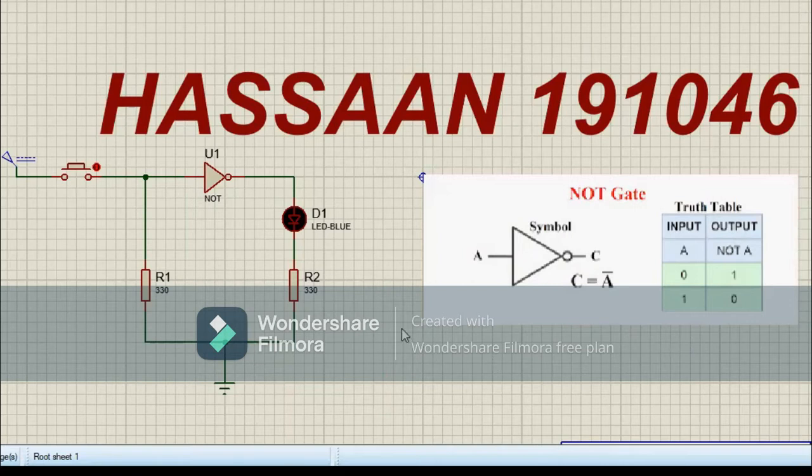This can be seen from here, the Proteus circuit. When we start the simulation, in all the gates, resistors are used for safety purposes. Here we have a switch. It gets on and off, or high or low. We can see when the input is low, the output is high and the LED is on. Similarly, when the input is high, the output is low and the LED is off. So it works as an inverter.